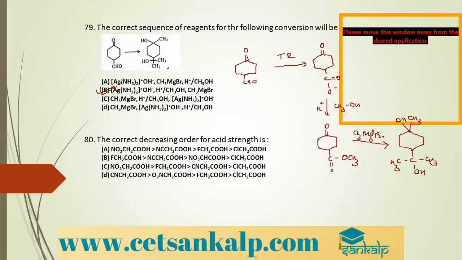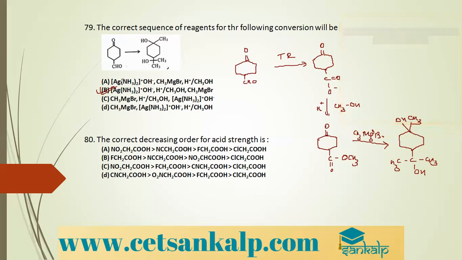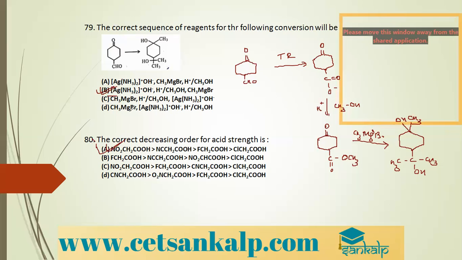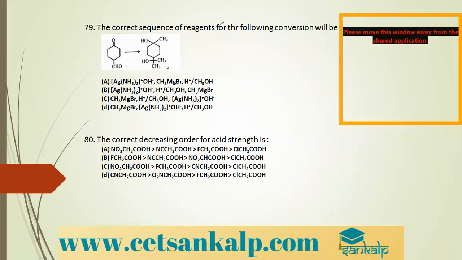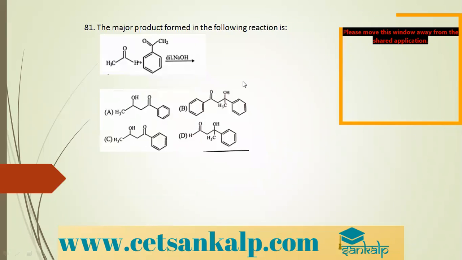Electron withdrawing group will increase the acidic strength, so which has the highest acidic strength? It is option A, NO2, CH2, COOH, correct. Then cyanide, CN, then comes fluorine and then comes chlorine. So option A is correct. Please do remember, electron withdrawing group increases the acidic strength. Okay. 81.